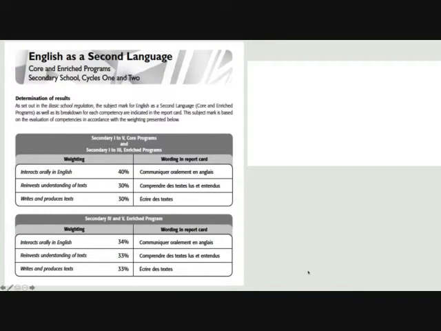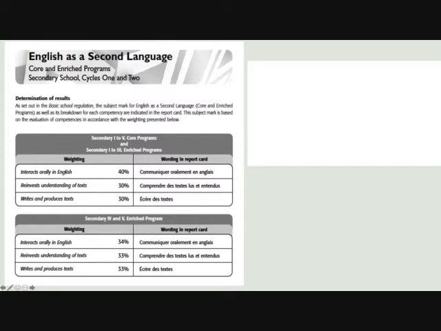All right, so let's have a look. This is what the first page of the framework for evaluation of learning looks like. It has a nice table of the 3 different competencies and the weighting. So you can see in secondary 1 to 5, you have your 3 competencies, competency 1, 2, 3, and the weighting is slightly different, adding up to 100%.